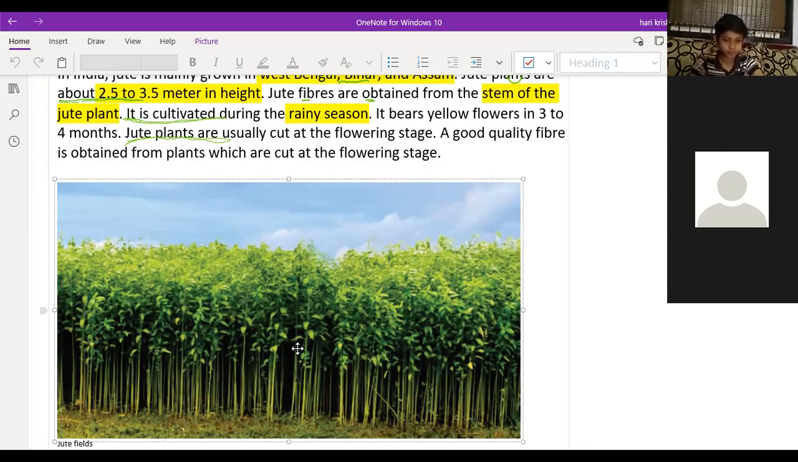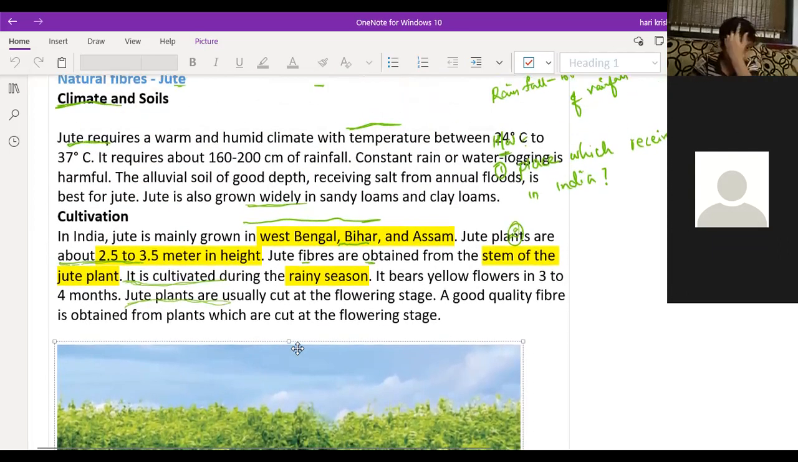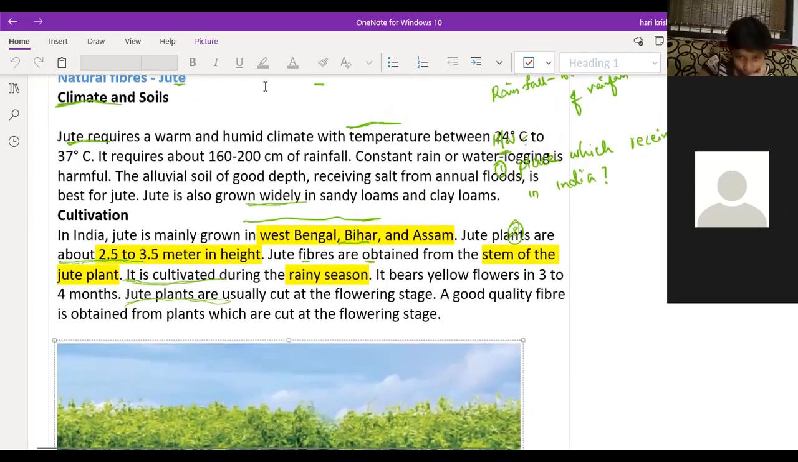Understanding? Yes. Clear? These are the two important conditions. Yes, sir. Any doubts in this? No, sir.